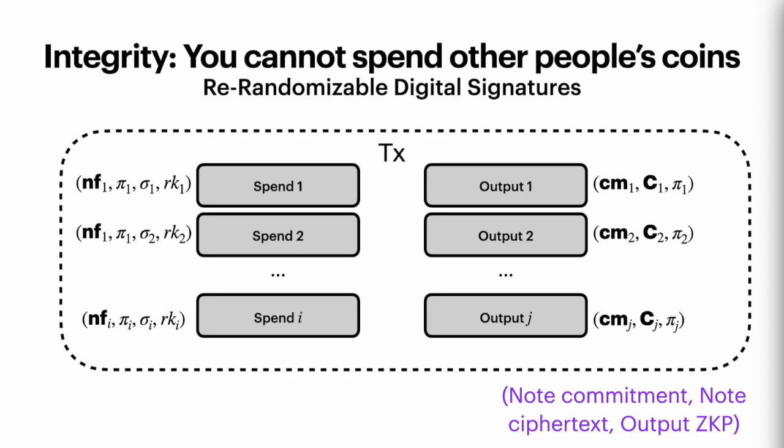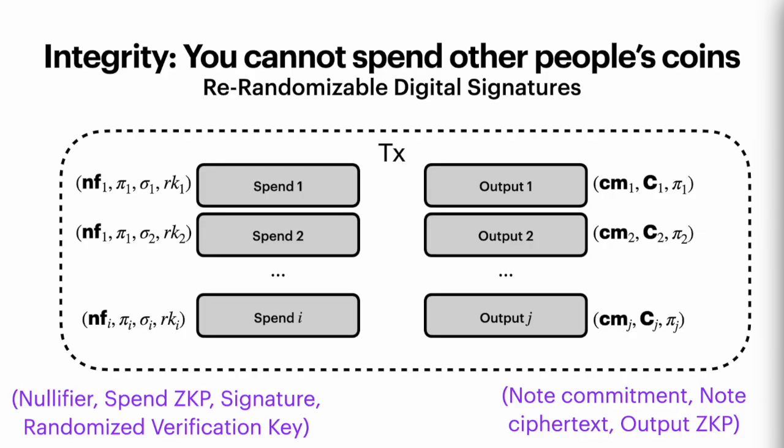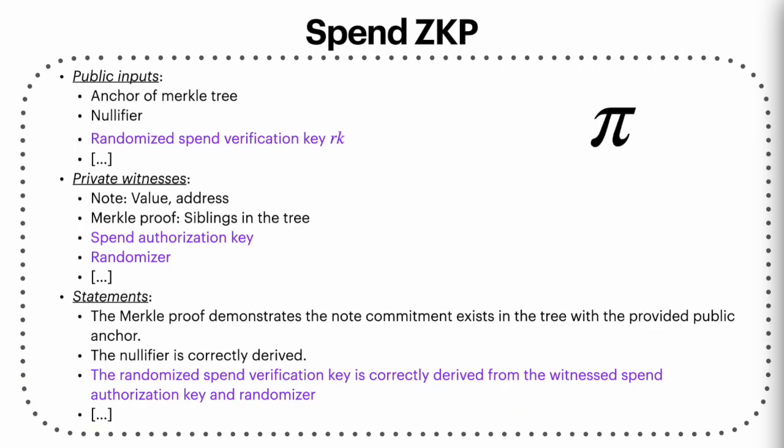So it's a bit clever in that we're modifying the public key every single time we spend a coin in such a way that the public keys cannot be linked. So this is the re-randomizable signature scheme. So we now have in our spend, far left, nullifier, spend zero knowledge proof, signature, and the randomized verification key.